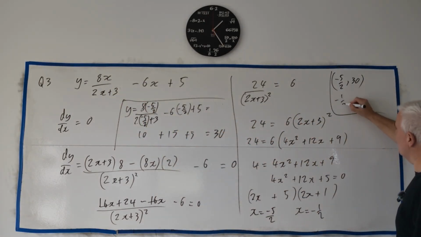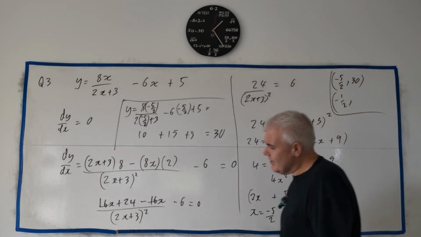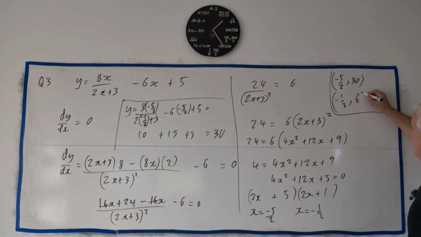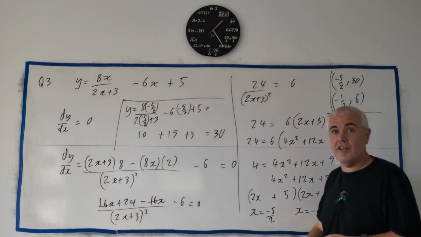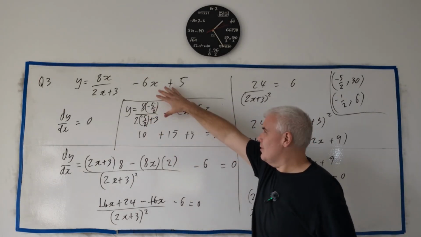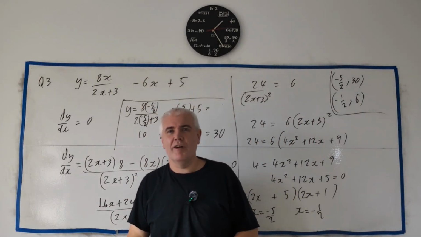And I'll just check my notes now and see what you get. I think it's 6. Minus a half and 6. These are your two answers to question 3. Hope you don't mind I skipped it. It's just filling in the numbers to that equation.